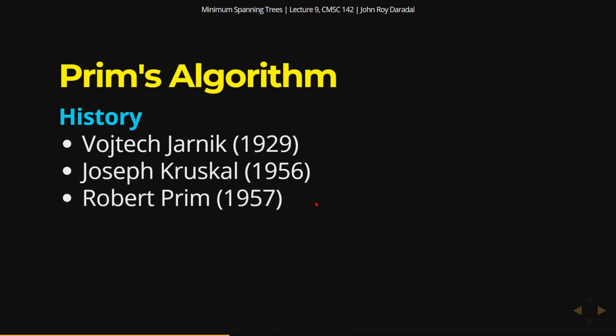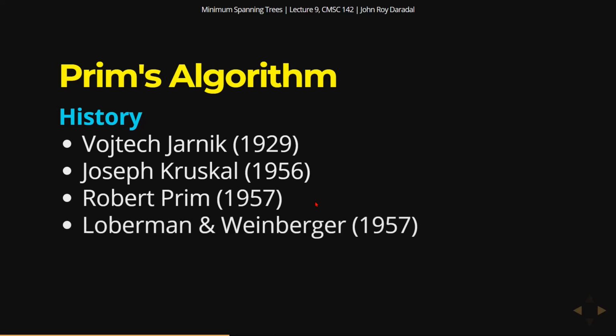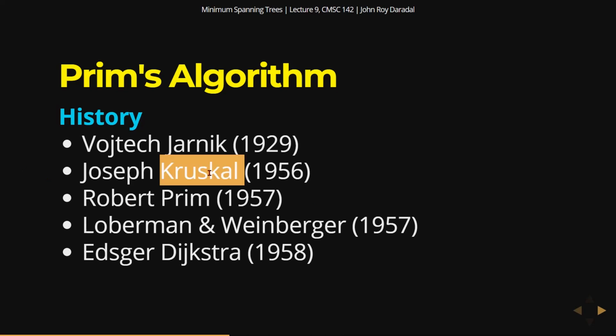And then Robert Prim in 1957. And then Loberman and Weinberger, again in 1957. And then Edsger Dijkstra, who's known as the father of computer science, also described this in 1958. There were a lot of people who described the same idea or the same solution for the minimum spanning tree problem, especially Kruskal. But since he also has another algorithm that he created, the popular name for this one is Prim's, because I guess he was the second one to publish this one.